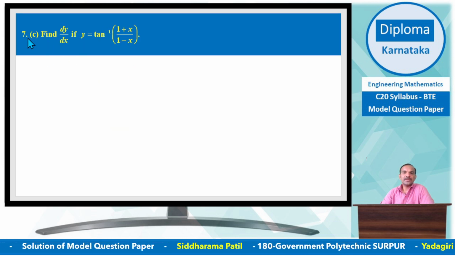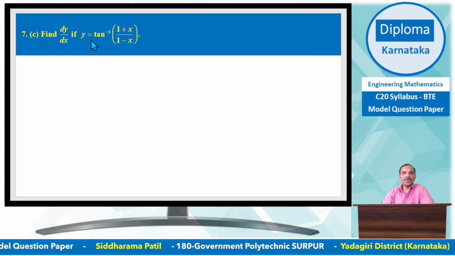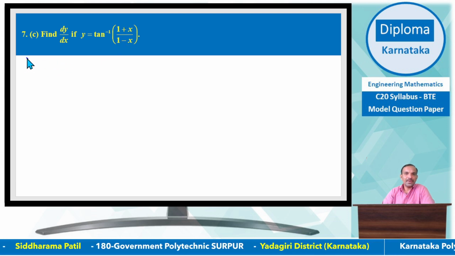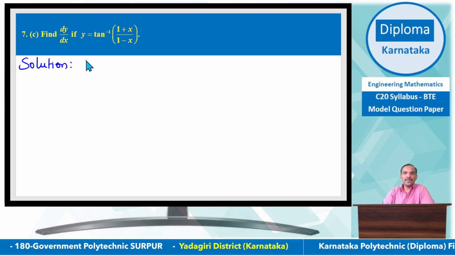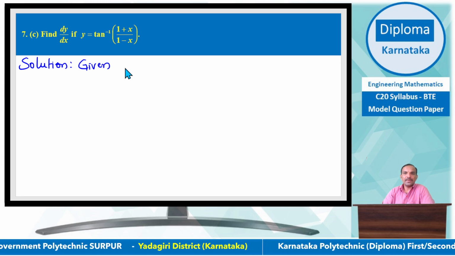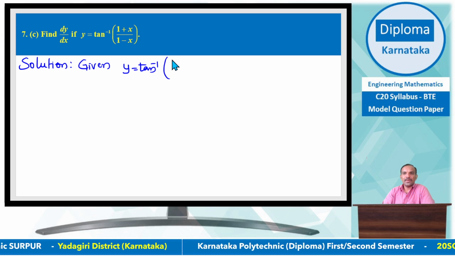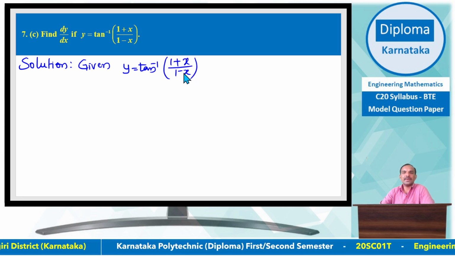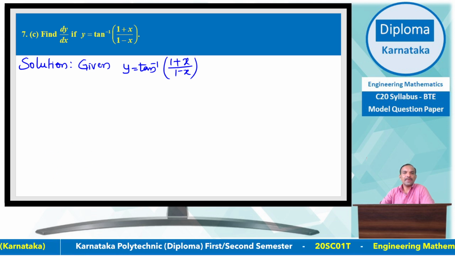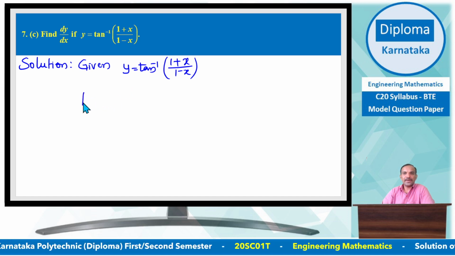Now 7th C. Find dy by dx if y equal to tan inverse of (1 plus x) by (1 minus x). Solution: given y equal to tan inverse of (1 plus x) divided by (1 minus x). Now differentiating with respect to x.